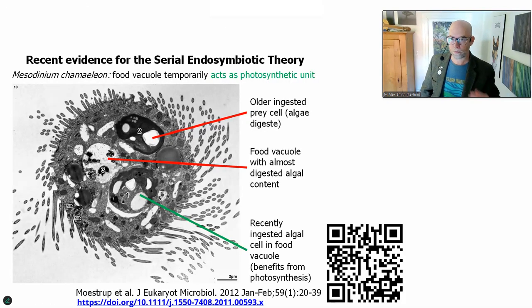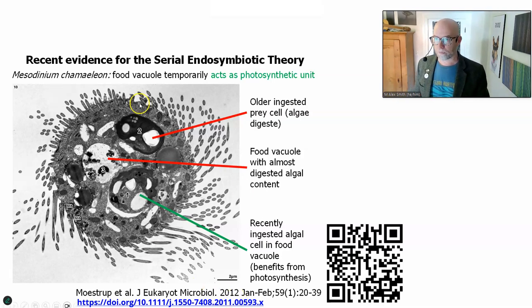I'll give you an example here. This is some recent evidence for the serial endosymbiotic theory. We've got Mesodinium chamaeleon, with this food vacuole, so the creation of a food vacuole, so endosymbiosis. It reaches out and eats something, and there's a benefit to the consumer because that which it has consumed, the plastid-containing organism, the algal cell, continues to act as a photosynthetic unit. And so the recently digested algal cell adds to the consumer. So here's a 1 and 2 and 3, and the algae is eventually digested.